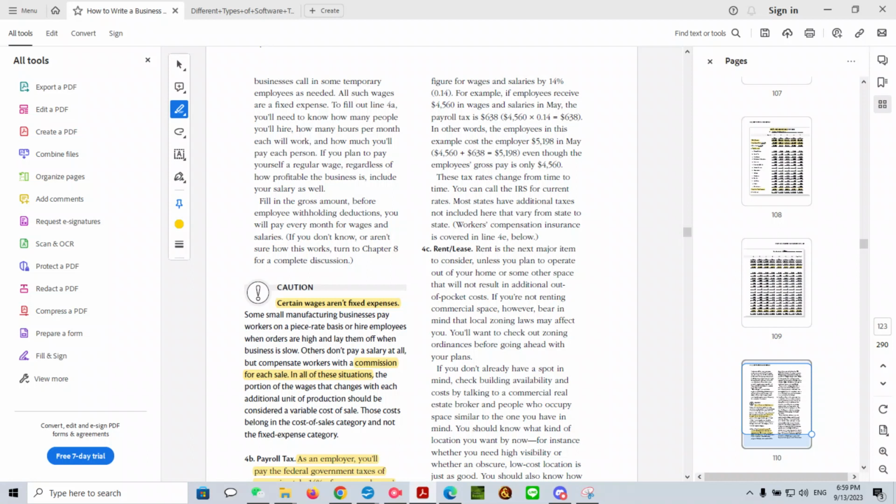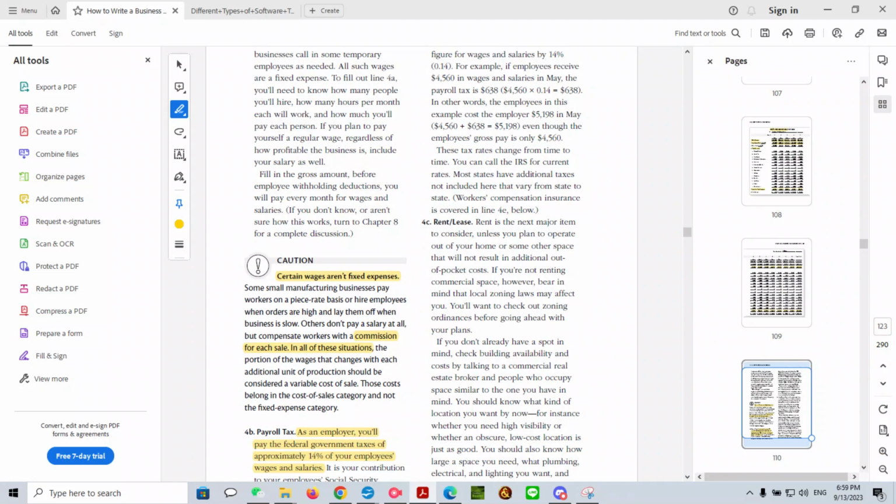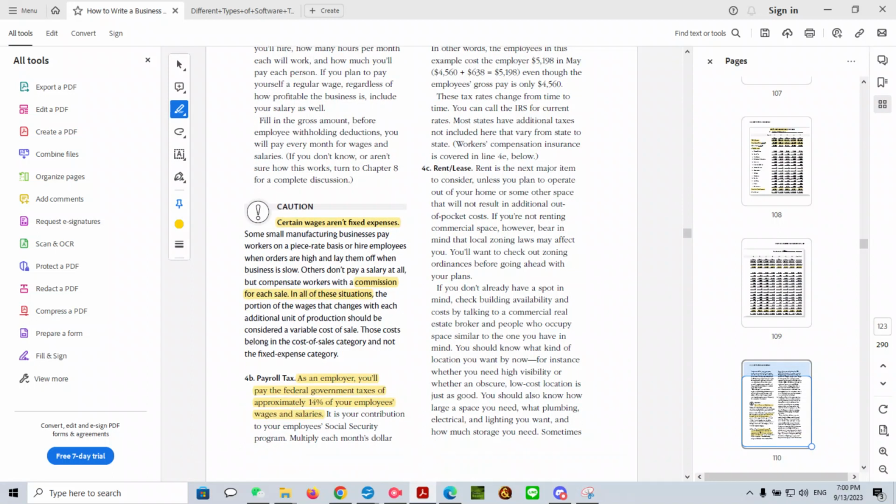Now, rent and lease is the next major item to consider. This is usually a fixed expense. Unless you plan to operate out of your home or some other space, which will not result in additional out-of-pocket expense. If you're not renting a commercial space, however, bear in mind that your local zoning laws may affect you. You want to check zoning ordinances before you go ahead with your plans. So I have to calculate what the cost of this is. Whatever the cost is, you factor that into the cost. So you have your payroll tax, you have your rent and lease.